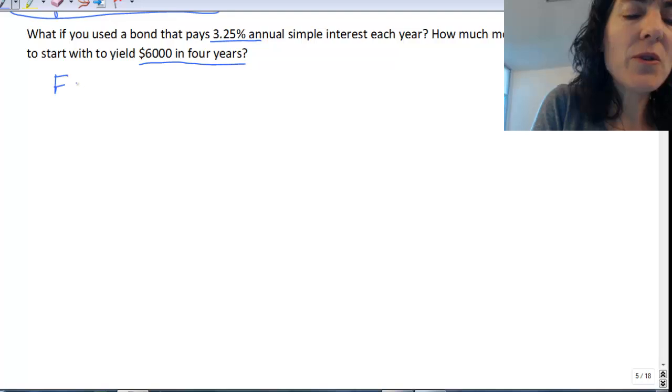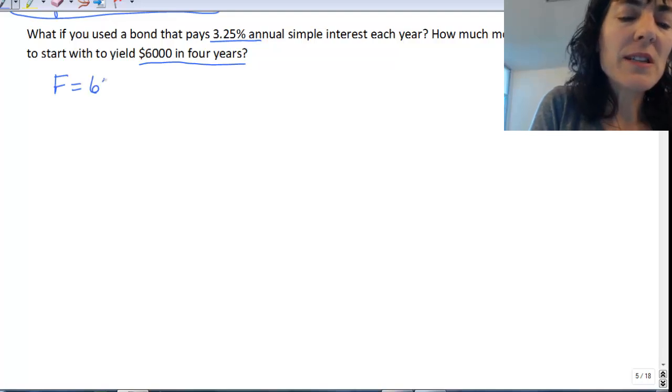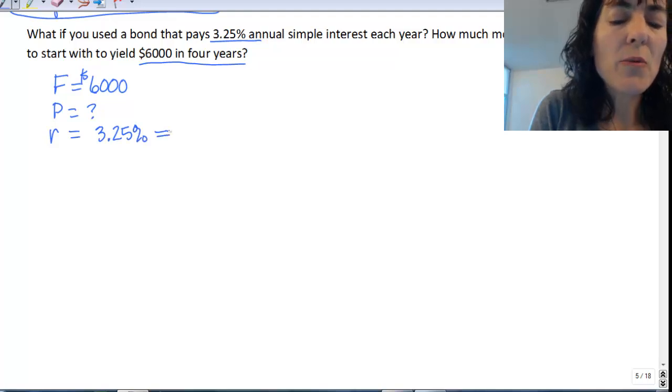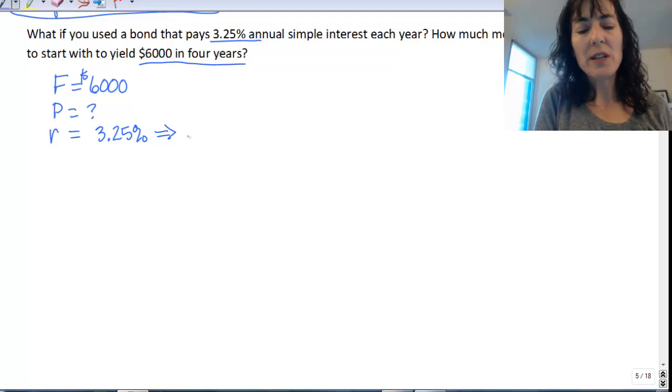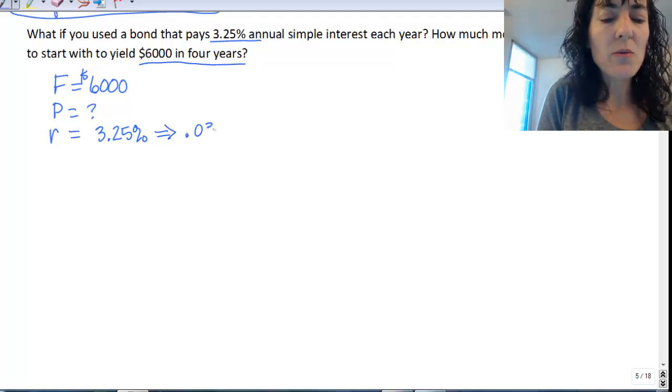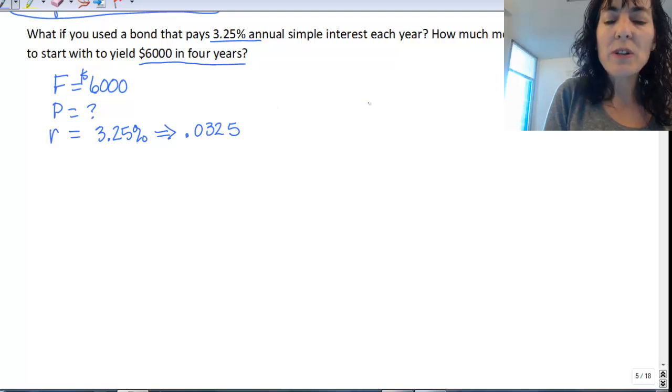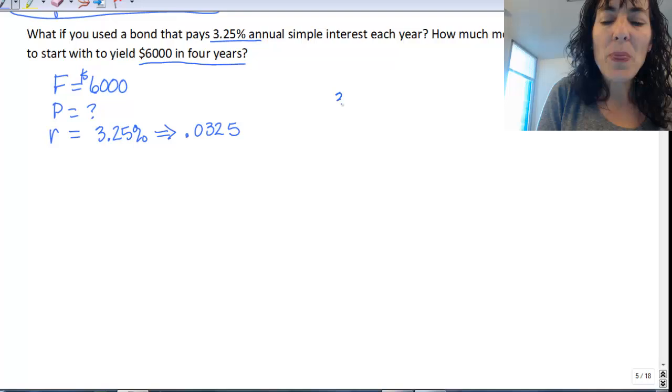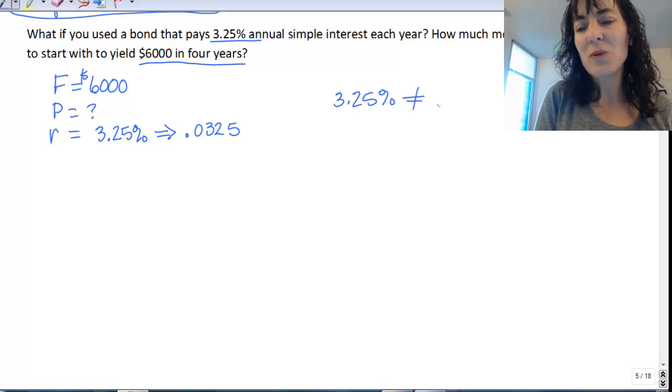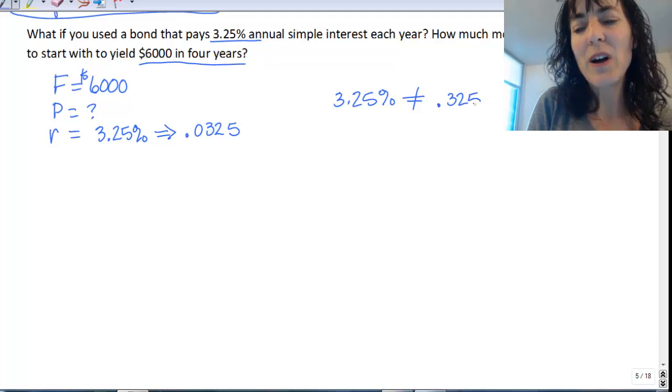So I still have a future value of $6,000. I still don't know my present value. I have a rate of 3.25%. Remember, I have to convert that into a decimal, so it's going to be 0.0325. And remember, I just want to tell you this because I see it a lot. 3.25% is not equal to 0.325.